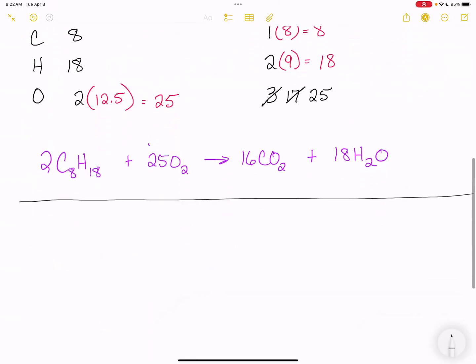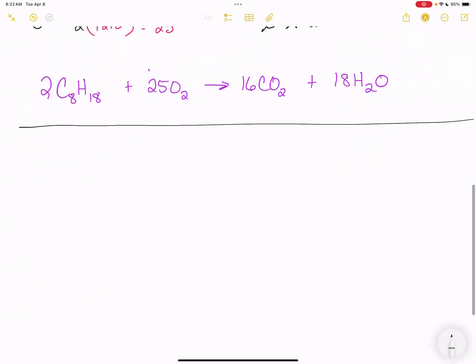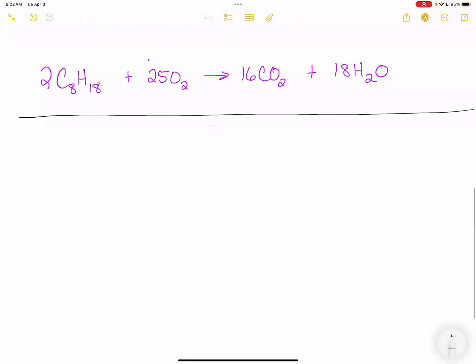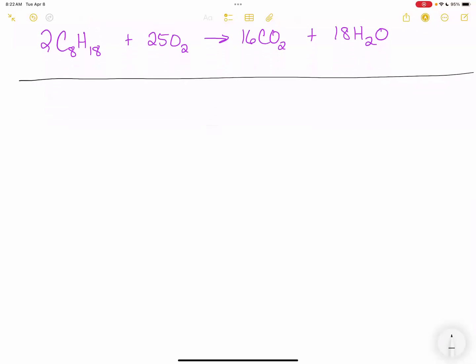So now what I'm going to do is give you some equations to balance. And that is what we are going to focus our attention on for the majority of this class: you working at balancing these equations.